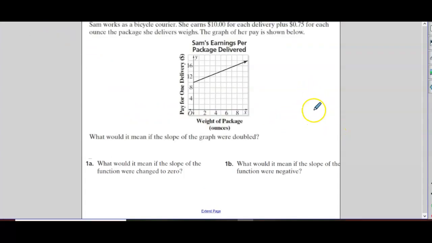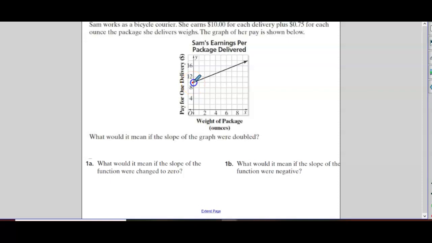All right, so we're going to take a look at a few of these examples. We might not go through all of them today because I want to give you time to do some practice problems on your assignment. But we're going to look at a few of these and talk about what they mean. So in this example, Sam is a bicycle courier, so he's delivering things on his bike. She earns $10 for each delivery plus 75 cents for each ounce the package she delivers weighs. So the graph of her pay is shown below.